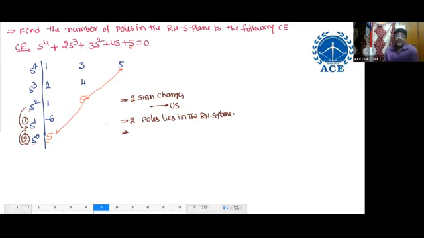Total how many poles? 4 poles. So the remaining 2 poles, where? They lie in the left of the S plane. That's all.